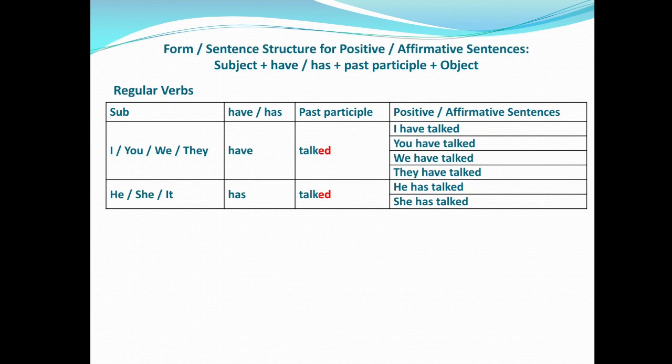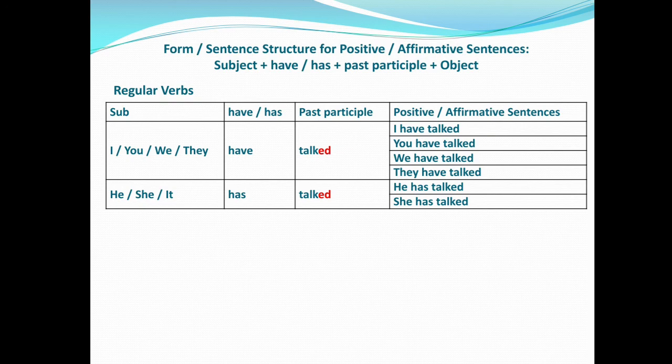Okay students, then let's go to the subject he, she or it. With that you use the helping verb has, and the regular verb talk becomes talked as we add ed to it. You can see the letters in the red color. Okay, so you get he has talked and she has talked. Simple, right? Easy. Okay, so these are your positive or affirmative sentences. This is the way you form them.